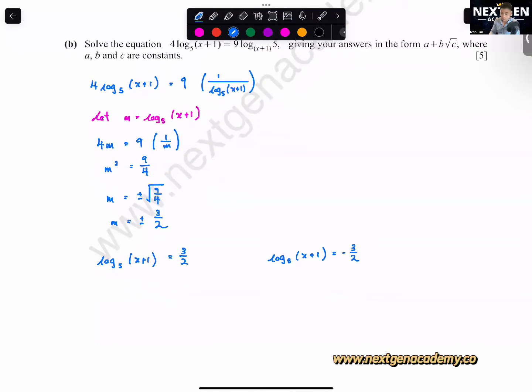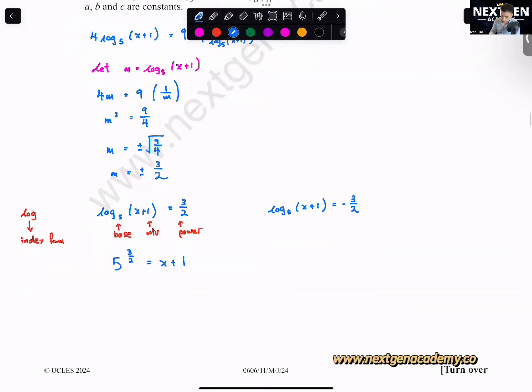Okay, we're going to change from log form to index form. Log to index form. You remember the format? Base power equals whatever. So we'll get 5 to the power of 3 over 2 equals to x plus 1. Normally we do the other way around. Okay, x plus 1 equals to 5 to the power of 3 over 2.